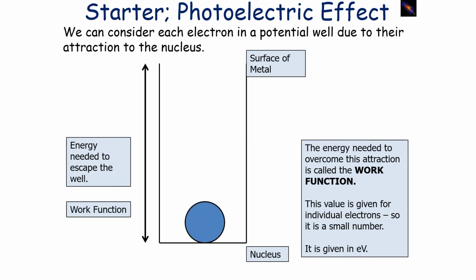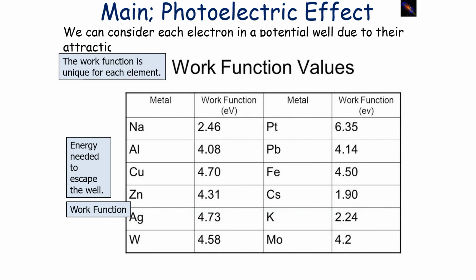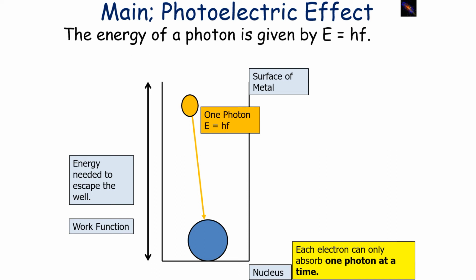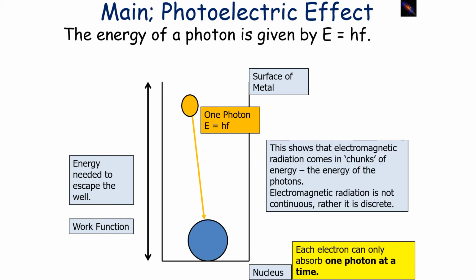Now it's important to note that this value is given for each individual electron, so it's a small number and given in eV. The work function is unique for each element, so you can see here that sodium, aluminium, copper, iron, caesium, potassium, they all have different work functions. Now an electron can only absorb the energy of one photon at a time to escape the well. So we know that the energy of a photon is equal to hf, so therefore this shows us that the electromagnetic radiation comes in chunks of energy, the energy of photons. So electromagnetic radiation is not continuous, rather it is discrete.